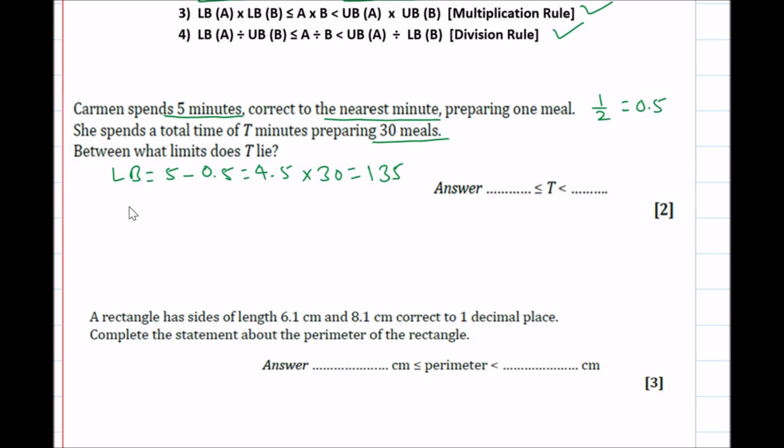Okay. Upper bound: 5 plus 0.5, that is 5.5, and again for 30 meals, so times 30, so it is 165. Okay, so here comes 135 and here goes 165. Done.